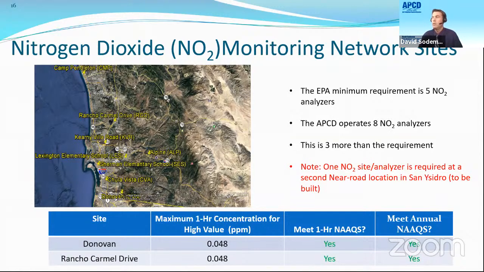Nitrogen dioxide has 2 federal standards, a 1-hour maximum and an annual average. Our air basin meets both of those standards.